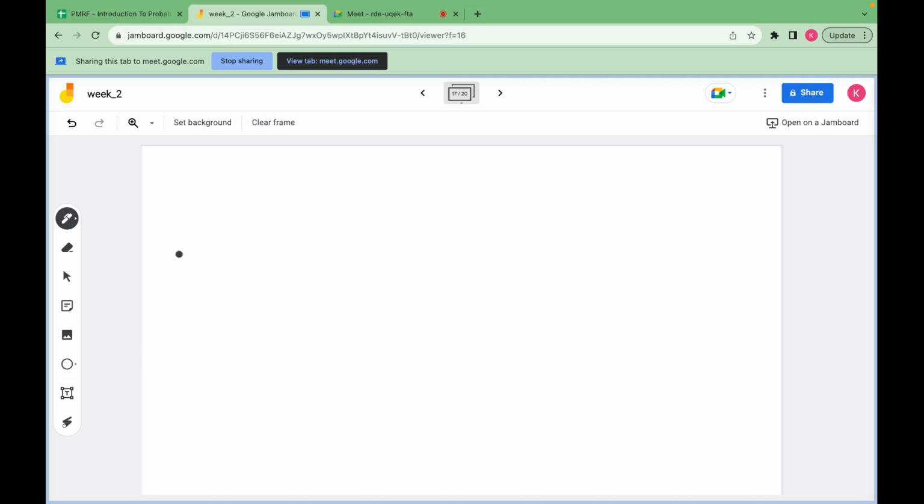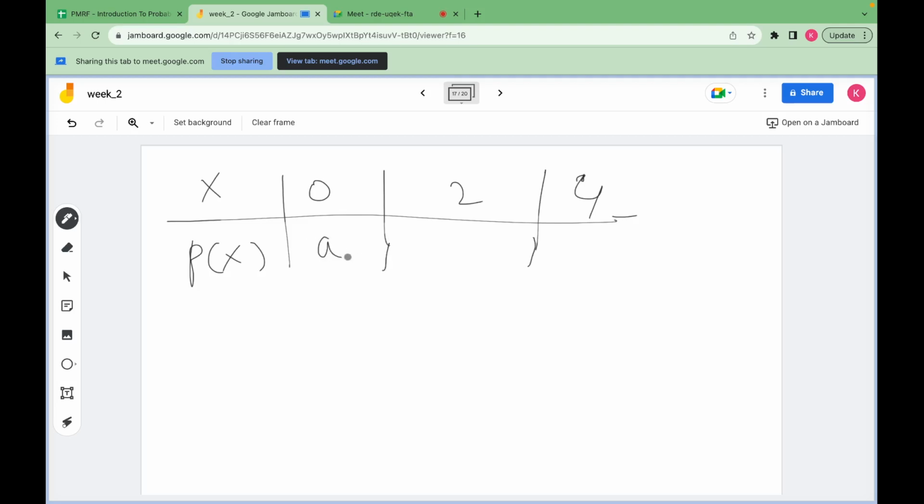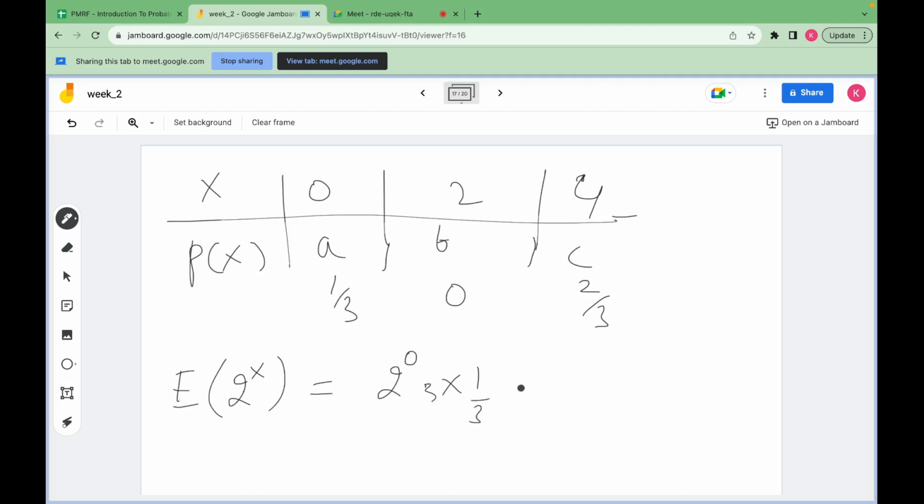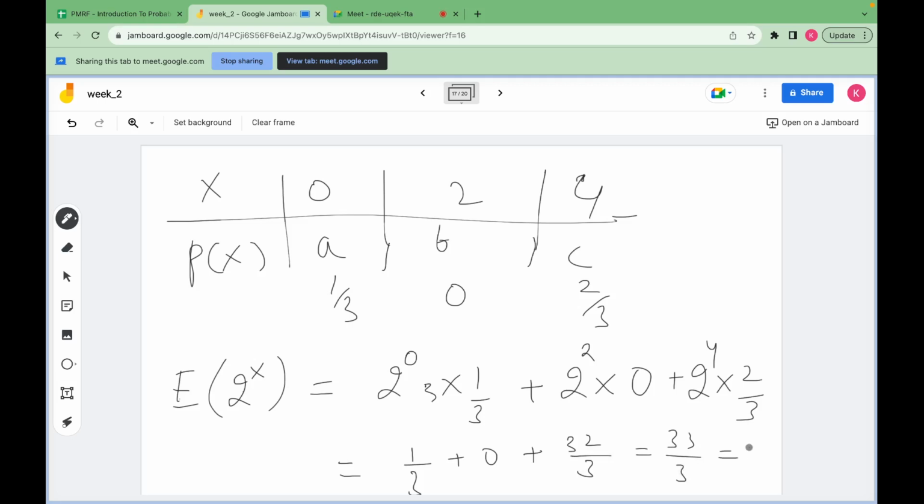So if you find the probabilities a, b and c, you will get the distribution of the function. For 0, 2 and 4, you will get the probabilities. Okay. So a came out to be 1 by 3, b came out to be 0 and c came out to be 2 by 3. Now we need to find the expectation of 2 to the power x. So it is nothing but 2 to the power 0 into 1 by 3 plus 2 to the power 2 into 0, this is the probability, plus 2 to the power 4 into 2 by 3. So this is 1 by 3 plus 0 plus 32 by 3. So this is 33 by 3, which came out to be 11.